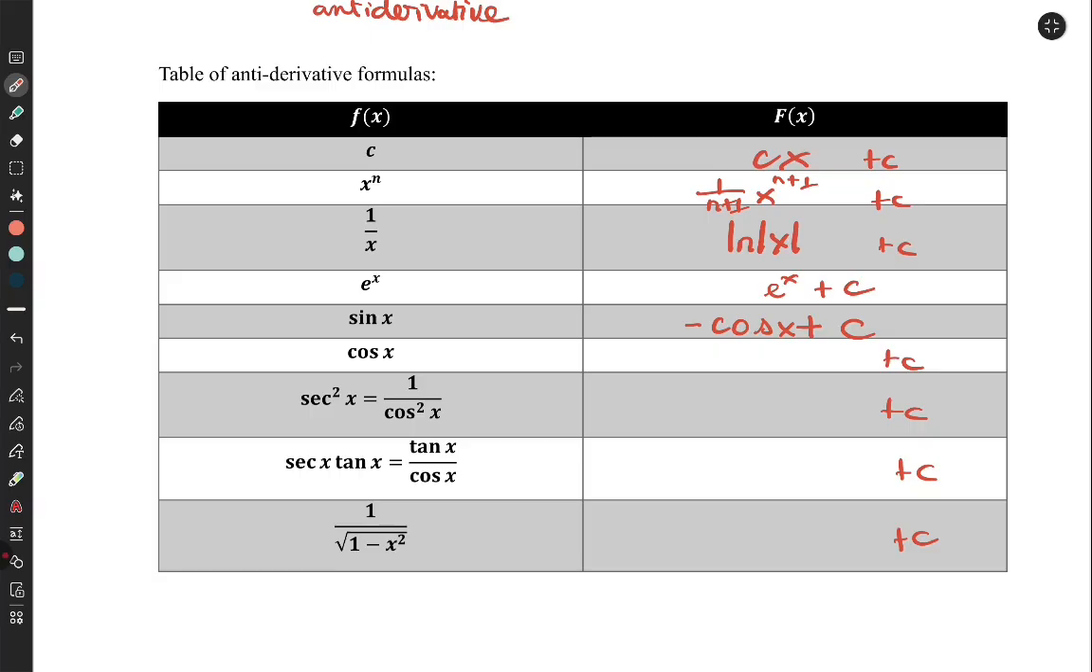Cosine would be sine or negative sine? Sine. Because when you take the derivative of sine, it gives you cosine. Okay. I think you know this, right? That would be tangent. The derivative of tangent gives you secant squared, remember?